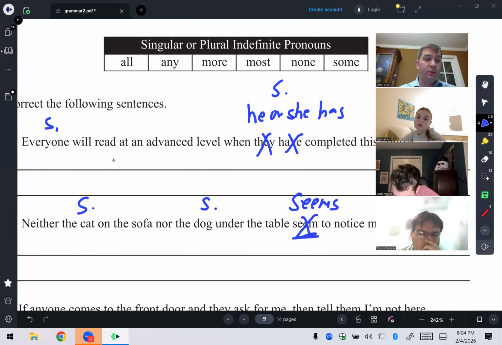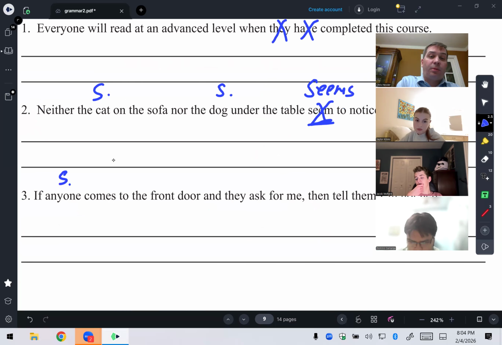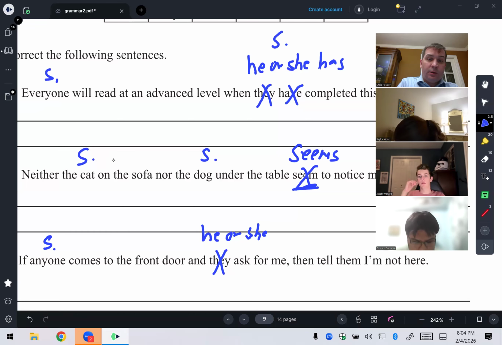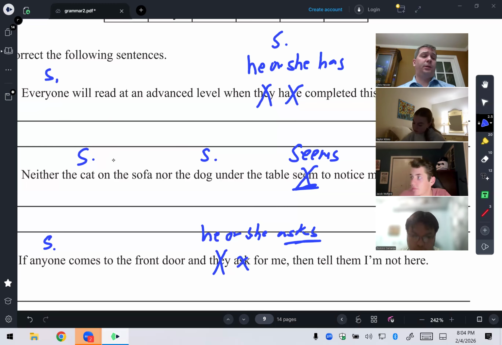If anyone, singular, comes to the front door and they, plural pronoun, ask for me, then tell them, plural pronoun, I'm not here. All right, so this is singular. If anyone comes to the front door and he or she asks, the verb changes because singular subjects take singular verb forms. Just how it works.